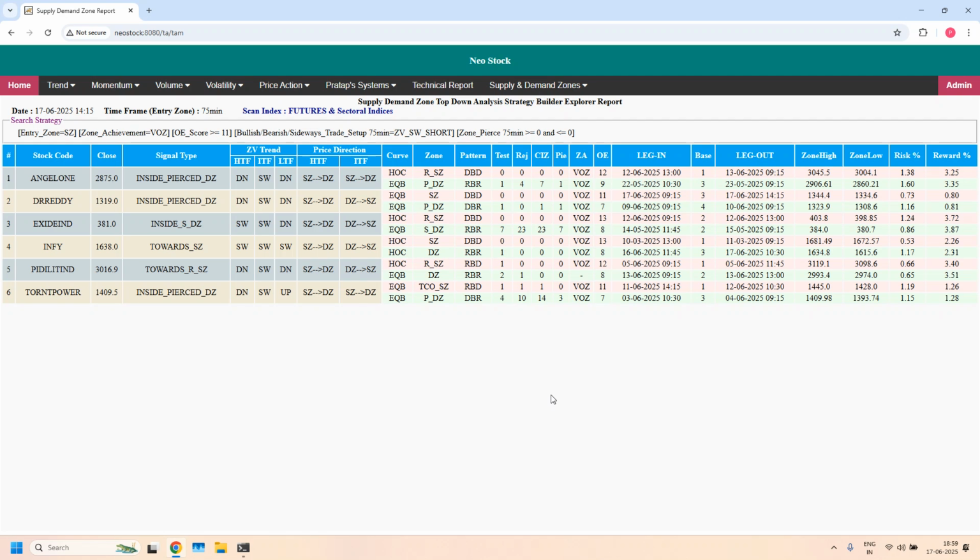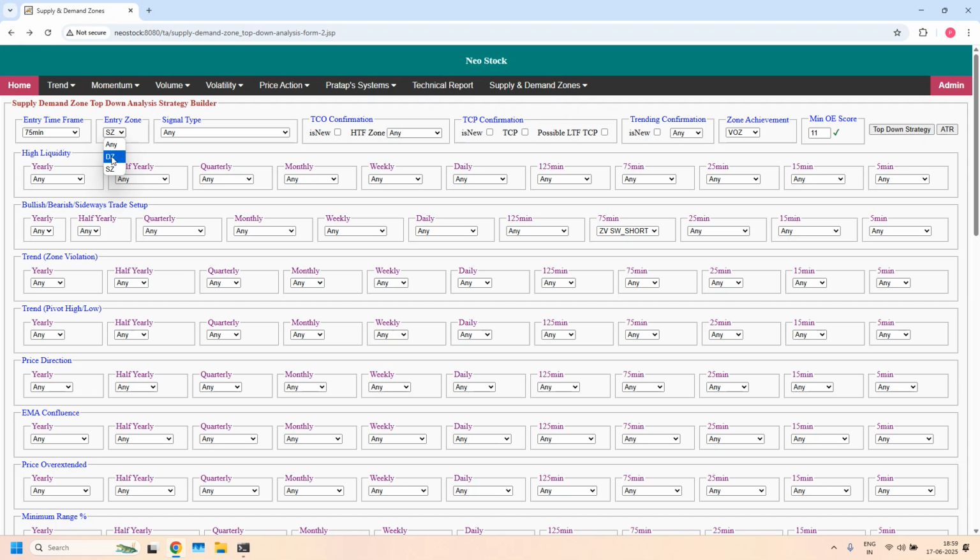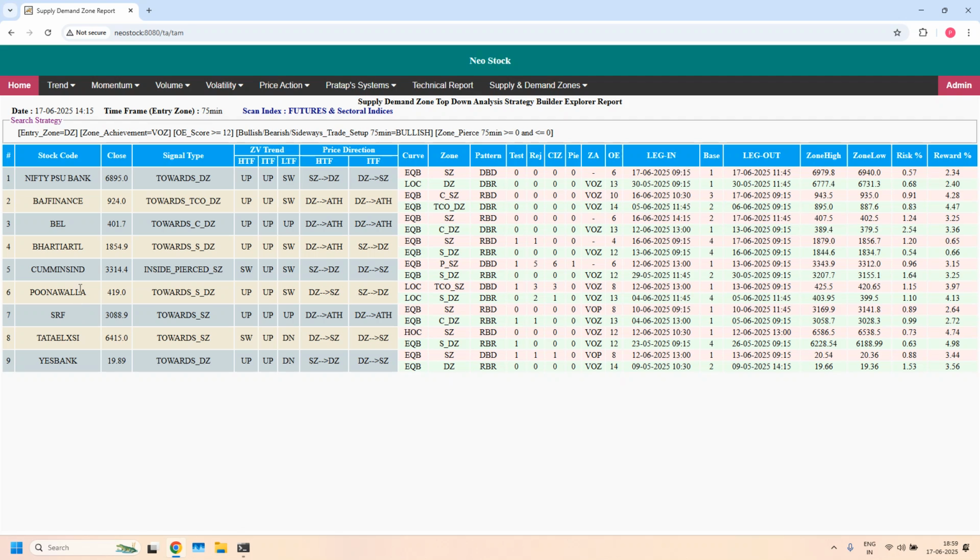Okay, next bullish trade setup for weekly income trade. The changes are 75 minutes demand zone. And here at 75 minutes, I am selecting bullish. And third change, minimum odd enhancer score should be 12. So with these filters, we got 9 stocks.